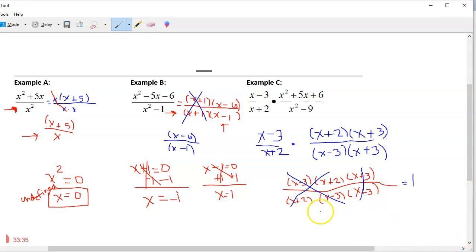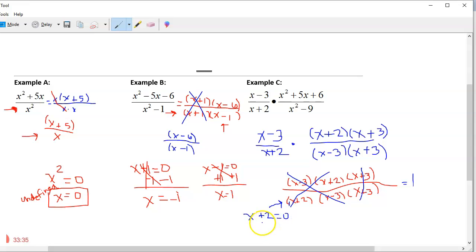Again, we're looking at example C before we canceled out anything. We want to get all of those factors in the denominator. So I'm going to look at example C right here. I look at every single factor in the denominator. I'm setting every single factor equal to 0, and I'm solving for x. First factor, x plus 2. I set that equal to 0.